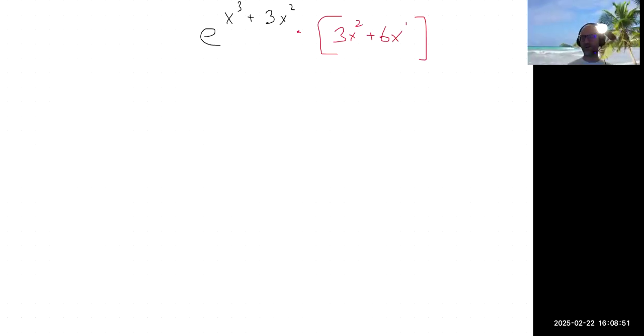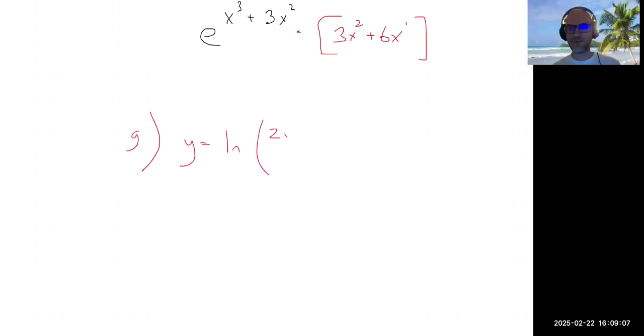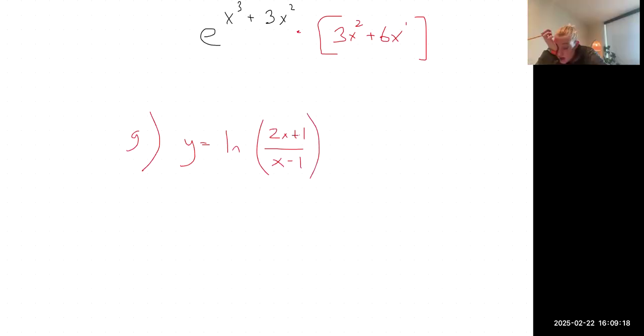All right, so I'm here with Carly, and we're doing part G now, which is going to be, I'll write this out, y equals natural log of (2x plus 1) over (x minus 1). All right, so what's our plan for something like this?